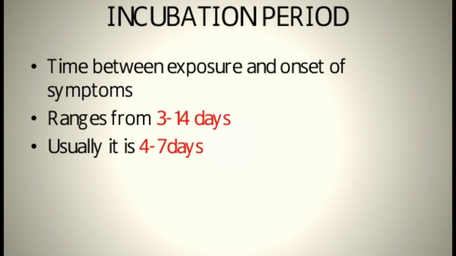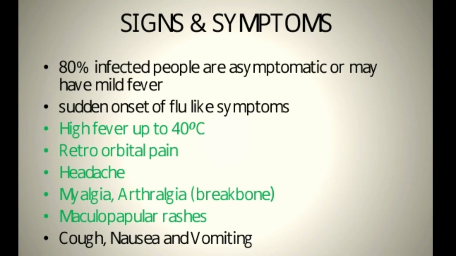Incubation period is the time between the exposure to the causative agent and the onset of symptoms. For dengue fever, it ranges from 3 to 14 days, but most often it occurs in 4 to 7 days. Now, signs and symptoms. 80% of infected people are asymptomatic or they may have mild fever. The signs and symptoms of dengue fever occur in three phases: febrile phase, critical phase, and recovery phase.